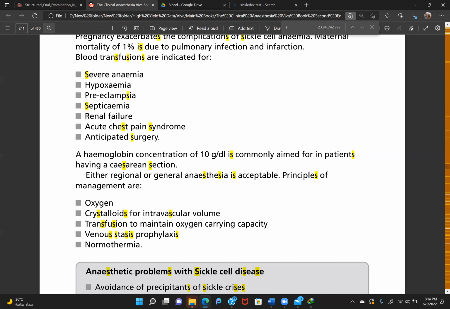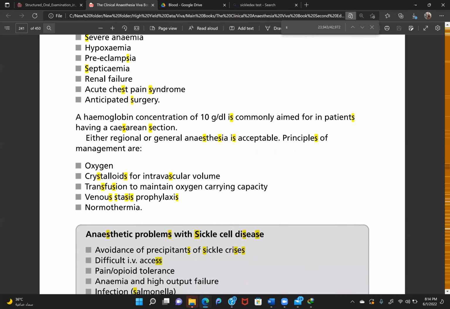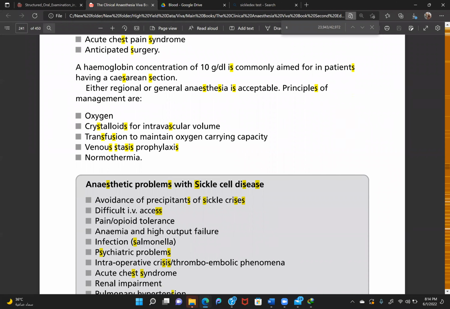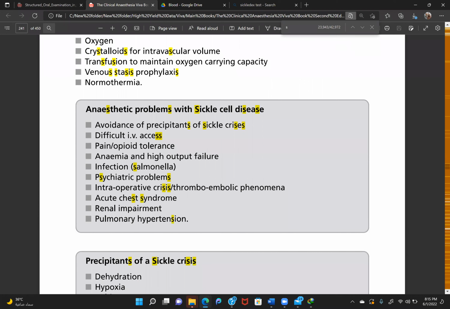In general, the principles are that you will maintain the PO2 level, maintain crystalloids, and transfuse to maintain oxygen carrying capacity. Because there will be chances of embolism, you may need to address venous stasis and give anticoagulants for thromboprophylaxis. And you have to maintain normothermia.